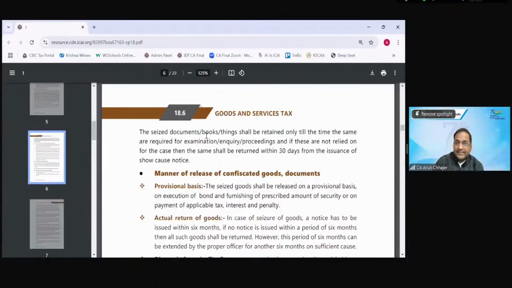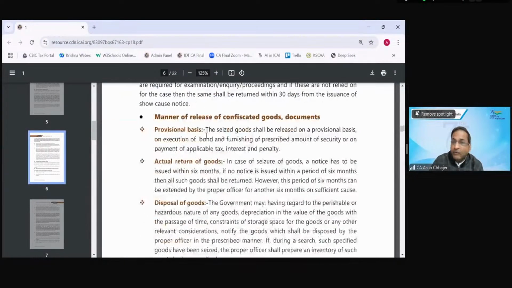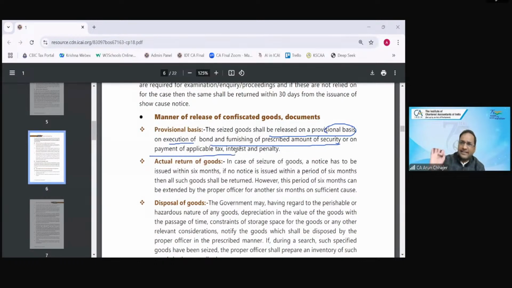Now the point is the manner of the release of the confiscated goods or documents. First is on provisional basis. It means the seized goods shall be released on a provisional basis. Why will it be released? On execution of the bond and furnishing of the prescribed security, as applicable, because government is getting the revenue or it has been secured.